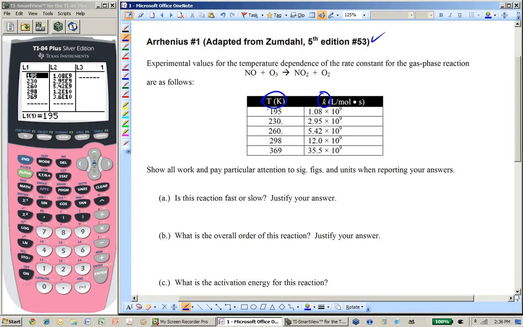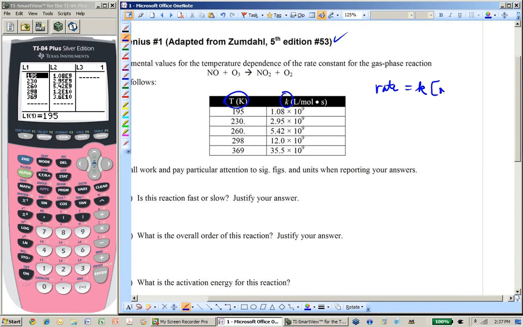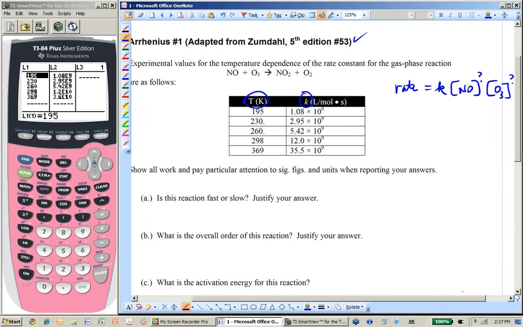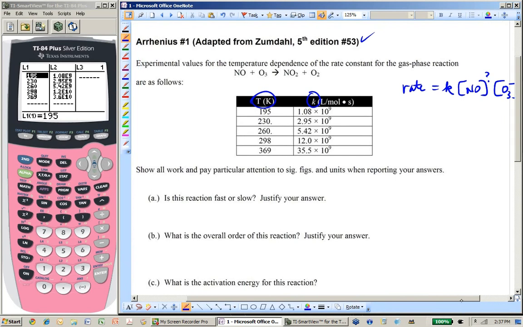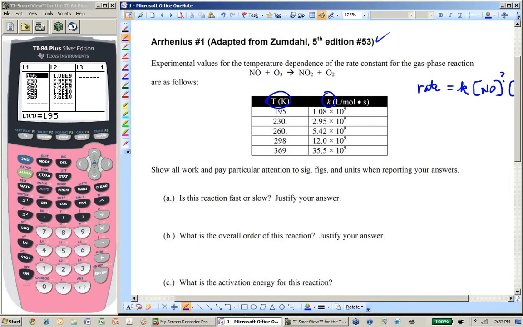Is this reaction fast or slow? Think about it. Rate equals K concentration of O to some power, concentration of O3 to some power. Look at the size of those Ks. Oh my God. They're on the order of a billion. That's pretty dang big. Look at those temperatures. These are Kelvin temperatures, y'all.